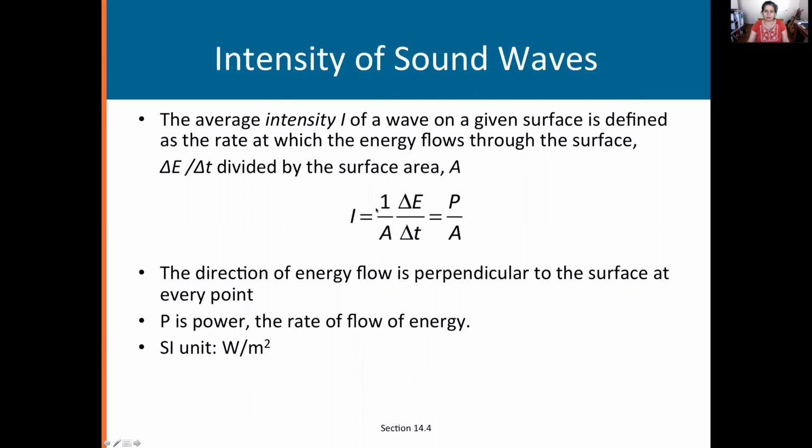So delta E over delta T we've come across before at the end of, I think, the chapter on energy, chapter 6. And we call that power. So power divided by area is going to give us intensity. Power is in the unit of watts, so watts per meter squared is going to be our units for intensity.